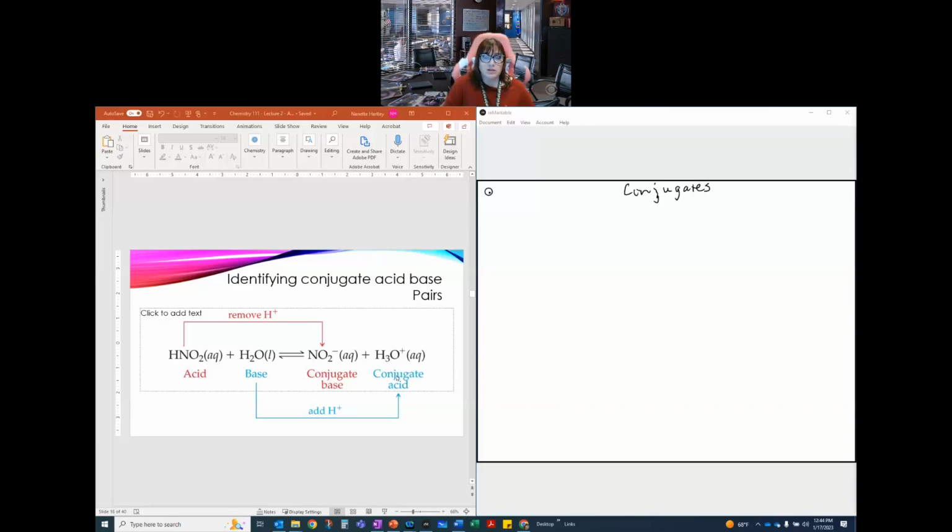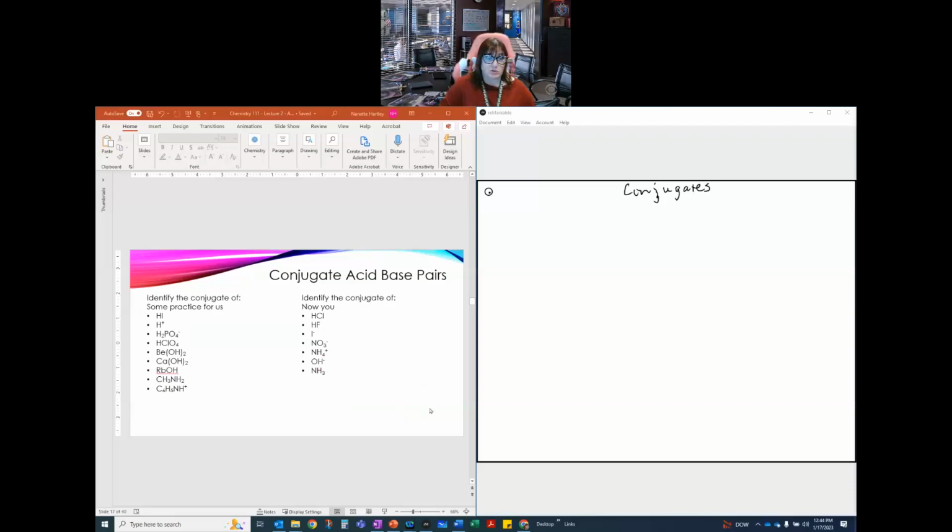Okay, it's important that we be able to note these things because these species in solution may be able to do additional chemistry. So that H3O+ can do other things. We need to be able to identify that and look at what they are. Okay, so that's what we're going to be talking about. First, we're going to identify the conjugate of some stuff that we have here. I have a list of things that I would want you to identify a conjugate for.